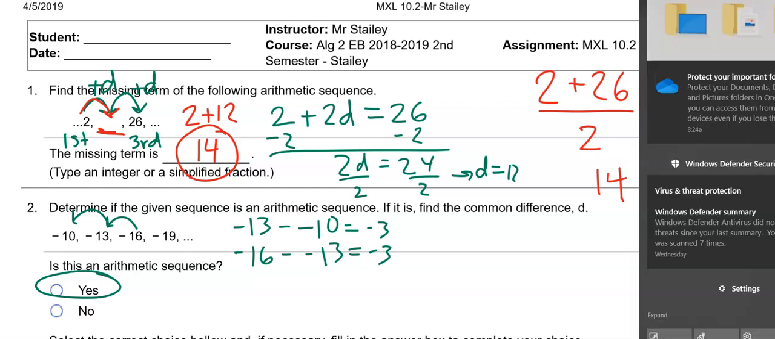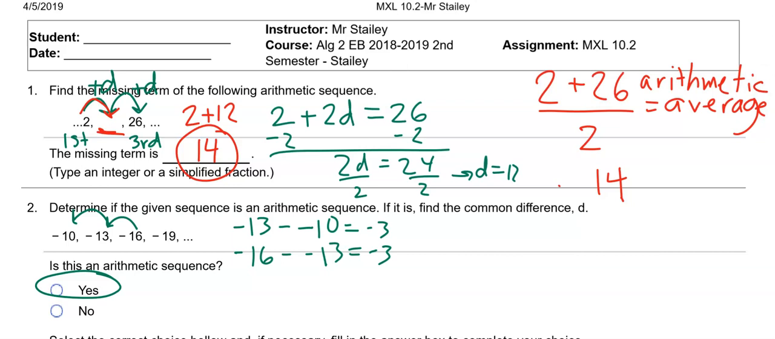Now, as you were growing up, we never said arithmetic average. We just said average. Or sometimes we also used the term arithmetic mean. That is definitely a mean term. Thank you. Not my best work.